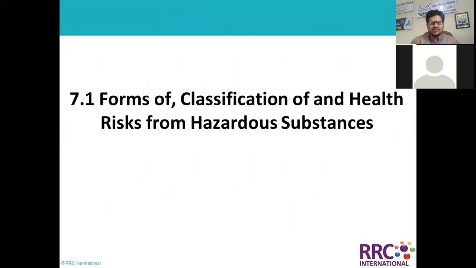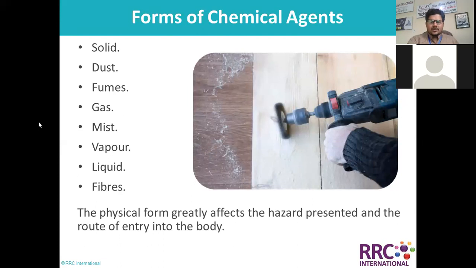So let's start with 7.1, forms and classification of health risks from hazardous substances. If you're doing sand blasting or abrasive blasting, or even coating, we are creating something going into the air in the shape of combustible dust, corrosive dust, toxic dust. That's why the forms of chemical agents we will find are solids like dust, fumes, gas, mist, vapors, liquid, and fibers. The physical form, of course, greatly affects the hazard presented and the route of entry into the body.